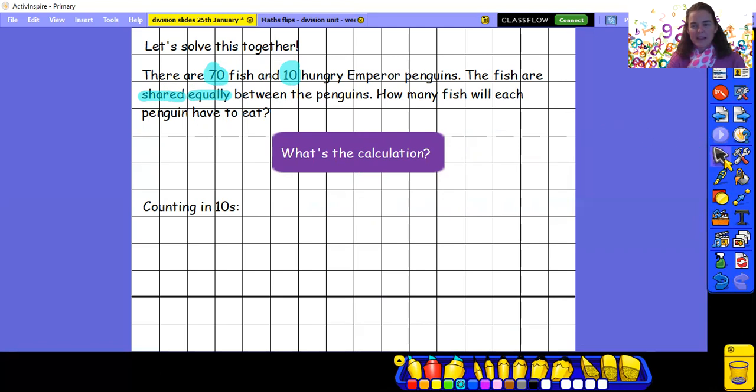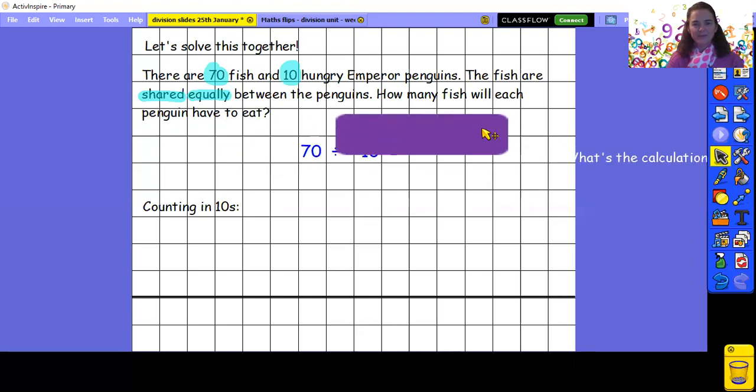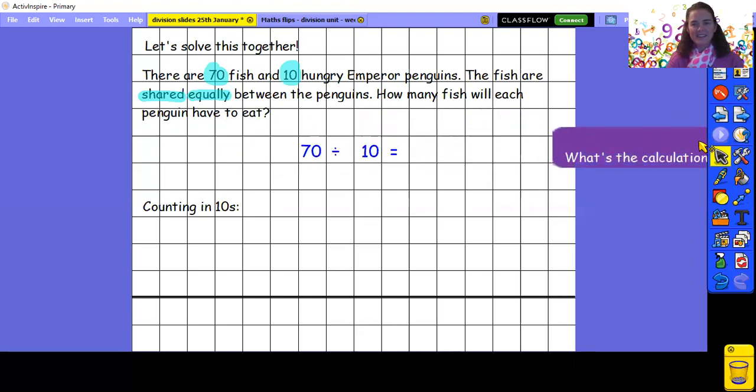Try, remember, it will be a division calculation. Let's see if you were right. You should have said 70 divided by 10 equals. So now we need to work out the answer.